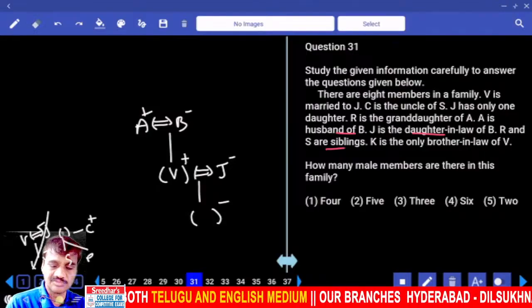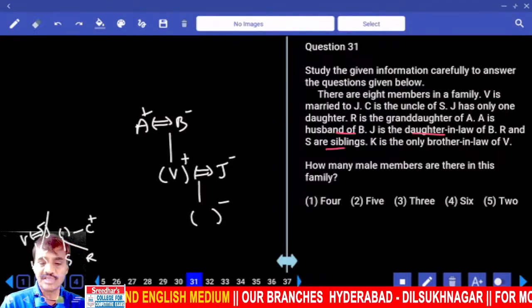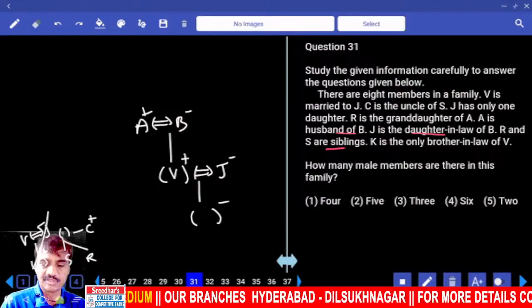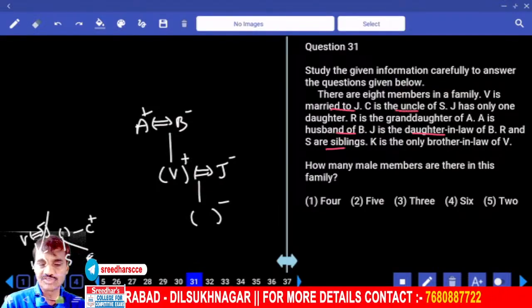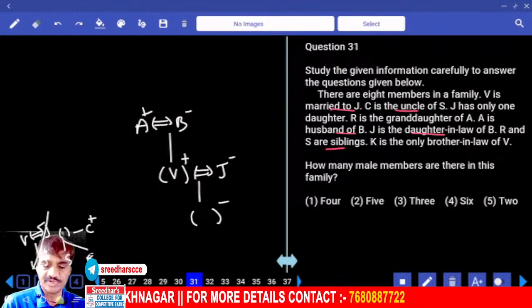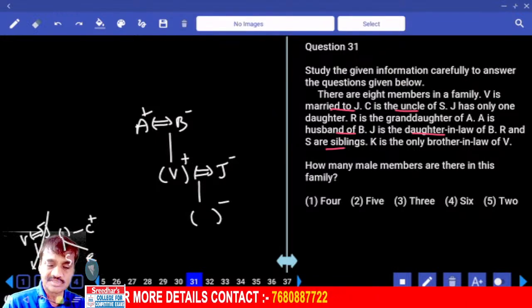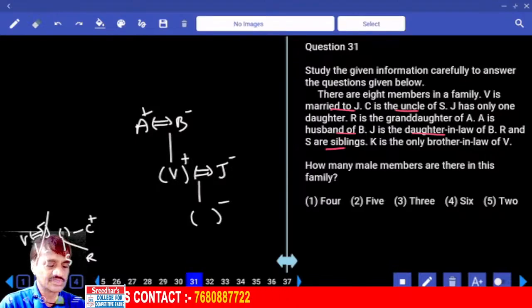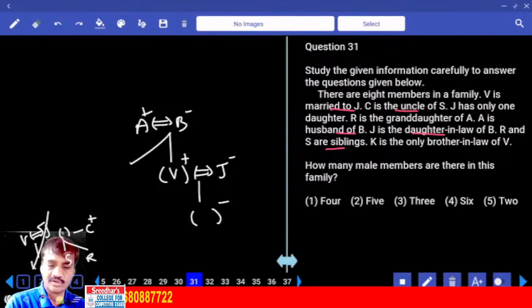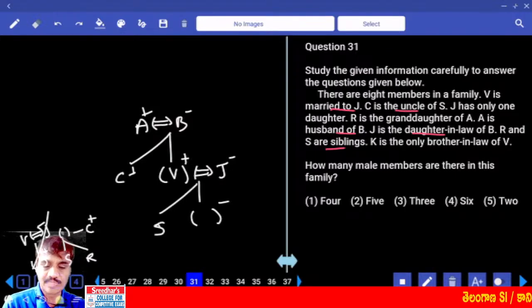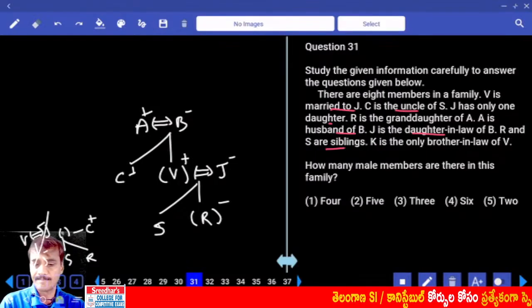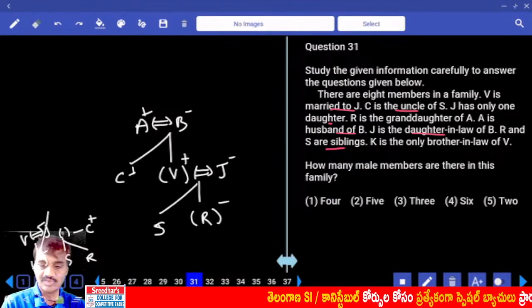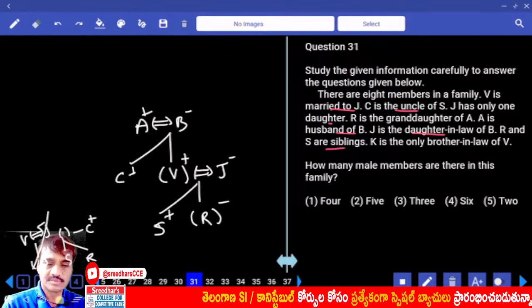Now which two persons are siblings here? R and S are siblings. K is the brother-in-law of V. K is the brother-in-law of whom? Brother-in-law of V. Then V is married to J. C is uncle of S. Now C is uncle of whom? Uncle of S. Now S and R are siblings to each other. Clear? Then R is the granddaughter. And J has only one daughter, so S must be a male. Clear?